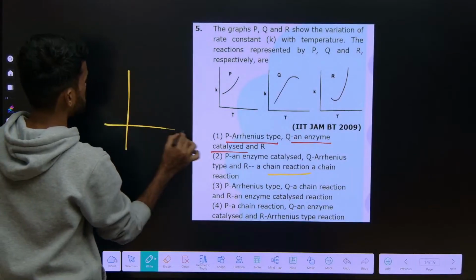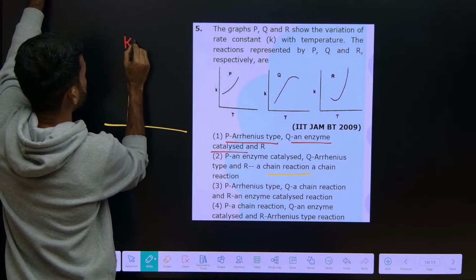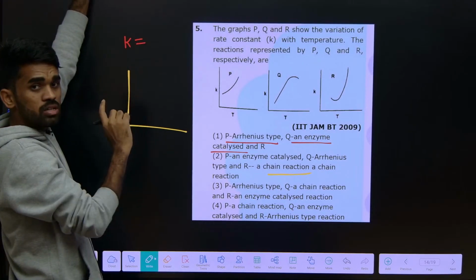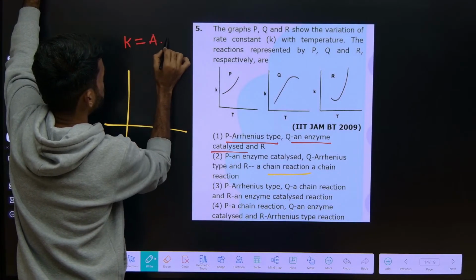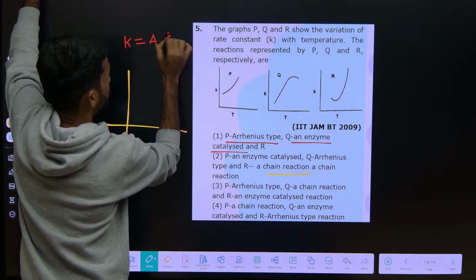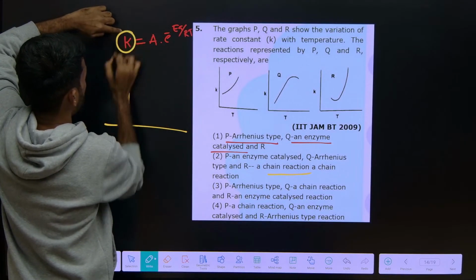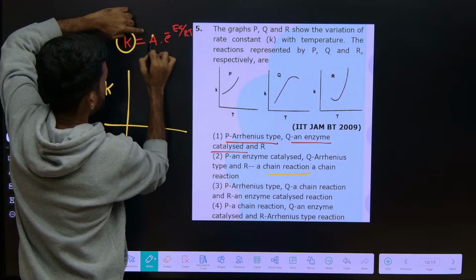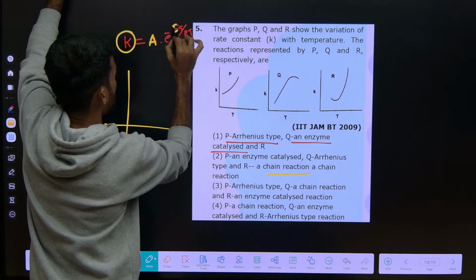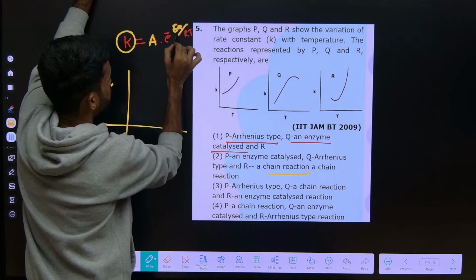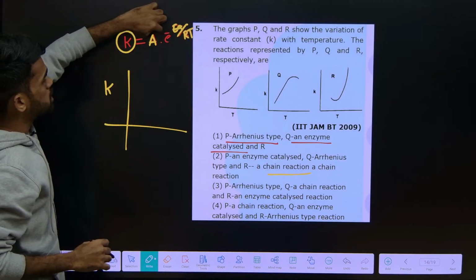See, what is the Arrhenius equation? The Arrhenius equation gives a relation between the change in rate of a reaction and temperature. So what is that equation? K equals A into e to the power of minus Ea by RT. Here K represents the rate constant, A is a constant, the Arrhenius parameter you can say, Ea represents activation energy, R is the universal gas constant, and T is temperature. See, they are exponentially related.